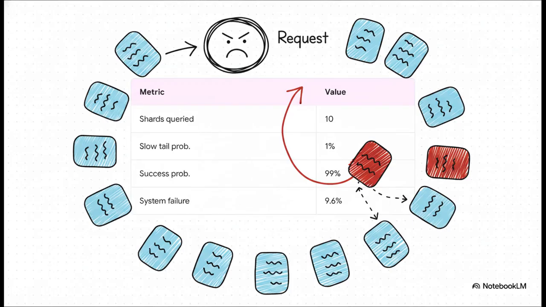If your user's request fans out and has to wait on, say, 10 backend shards, and each shard has just a tiny 1% chance of hitting its slow P99 tail, well, the probability that all 10 shards are fast is 0.99 to the power of 10. That's roughly 90.4%. You subtract that from 1 and boom, you get 9.6%. This proves mathematically that if your request waits on 10 shards, the single slowest node dictates the entire user experience. Because you're waiting for all 10 to finish, you are basically held hostage by the slowest one.